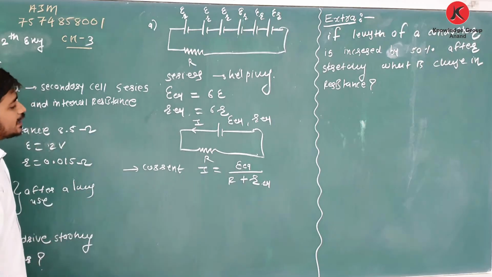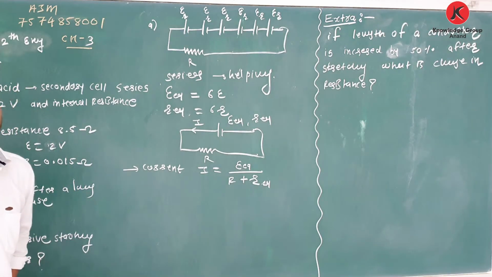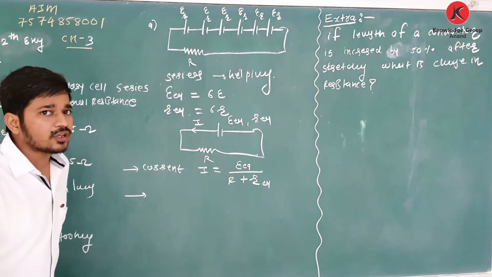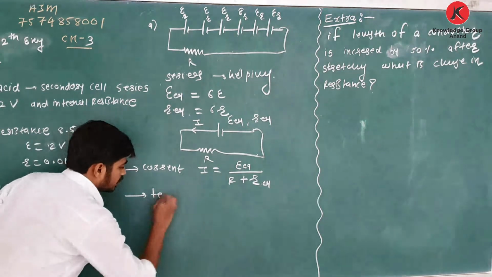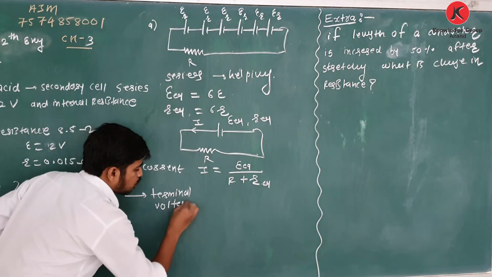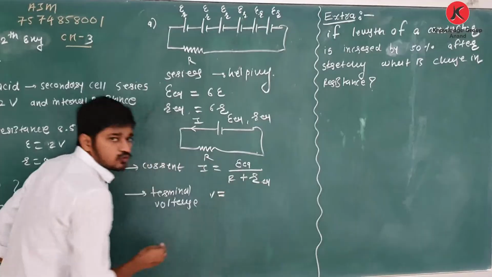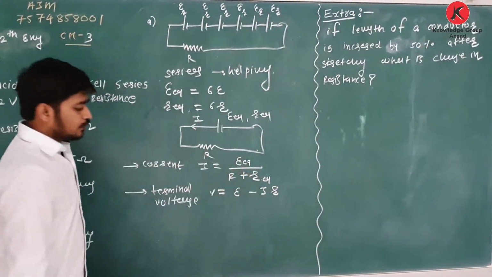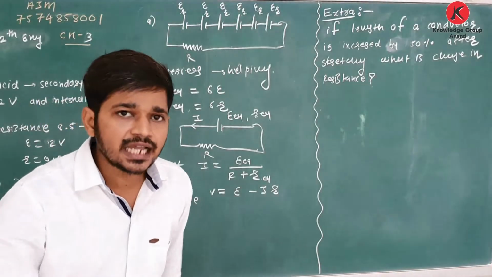What is the second question? You have to find the terminal voltage V. You can find it like this. You know its equation: V is equal to E minus IR.